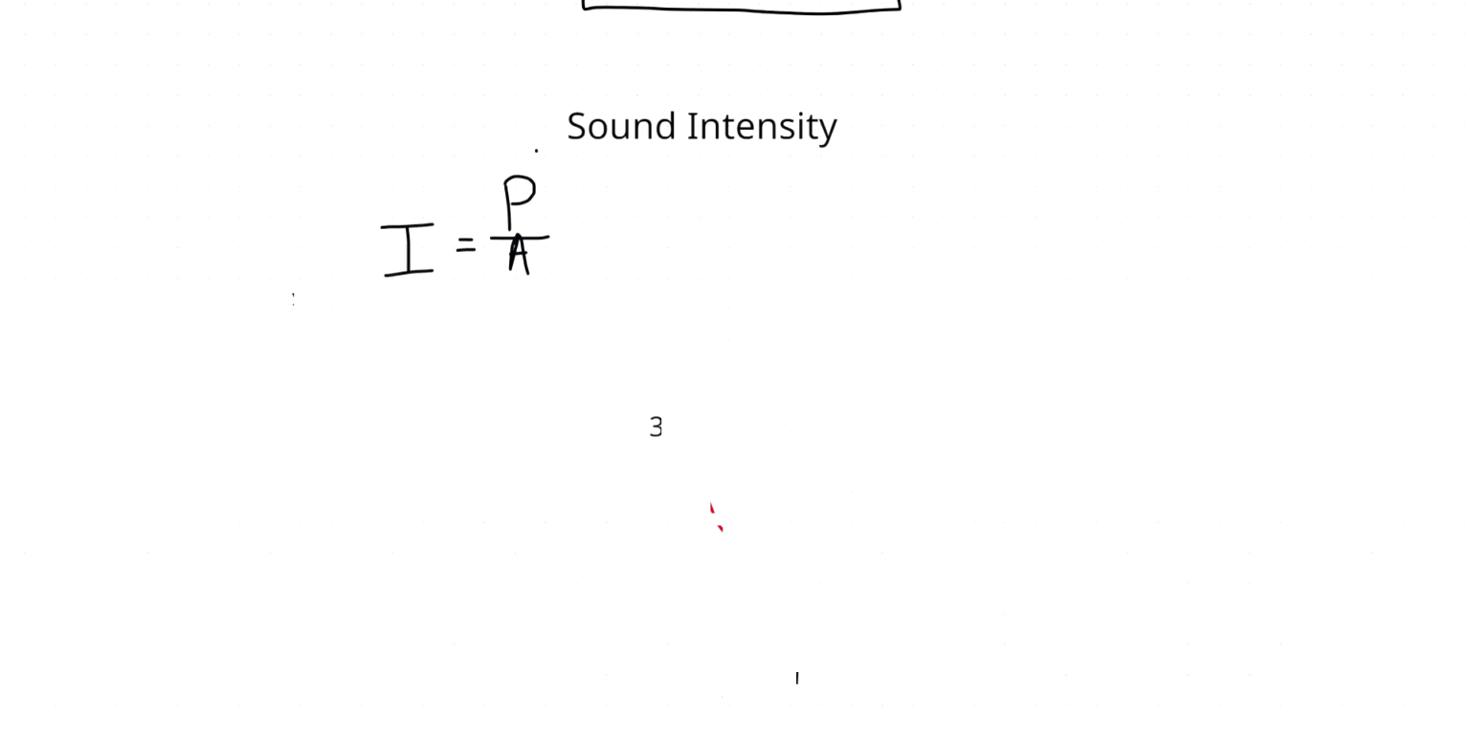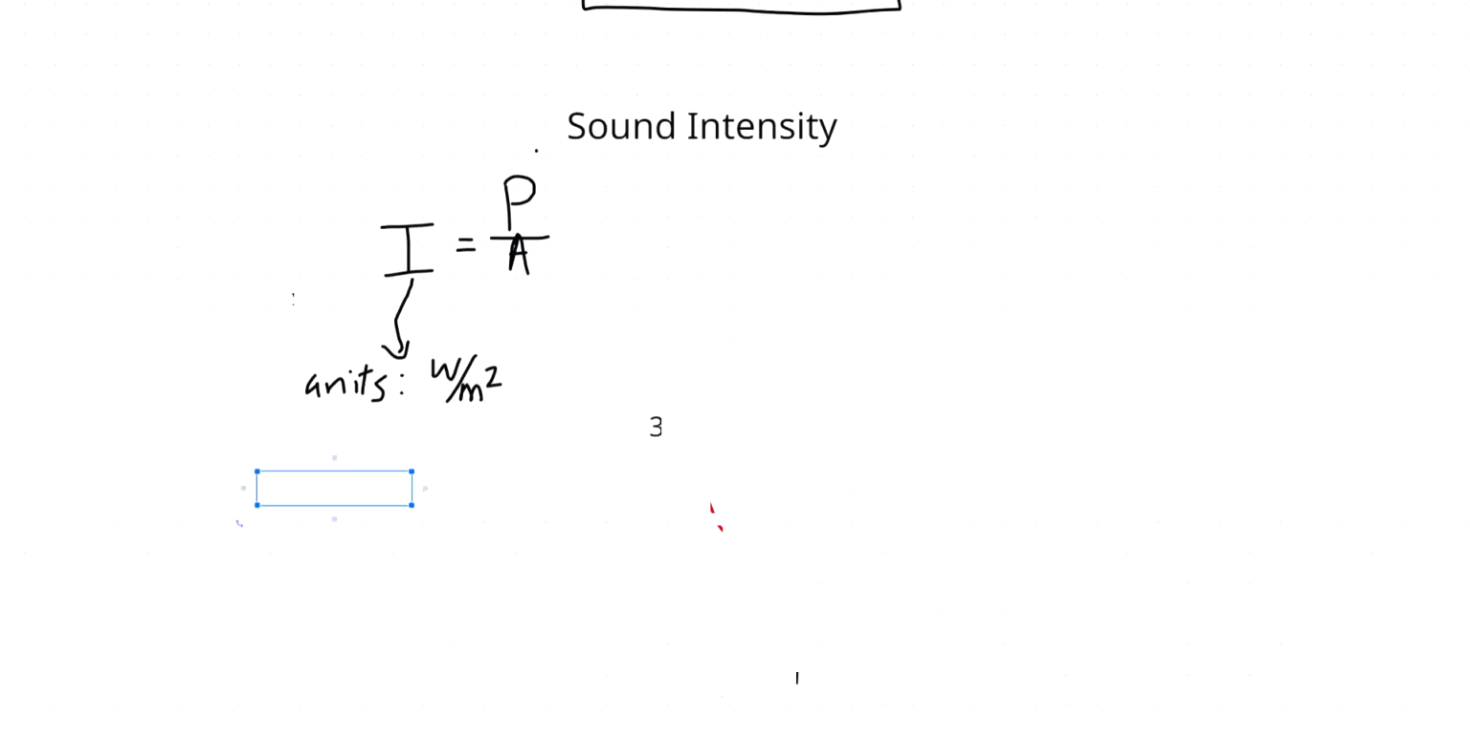So because it's power per area, power is measured in watts, area is measured in meters squared. So the units for intensity, or at least one of the units for intensity, is a watt per meter squared. And there are a few values here that might be important to know. And one of them is called the threshold of hearing.